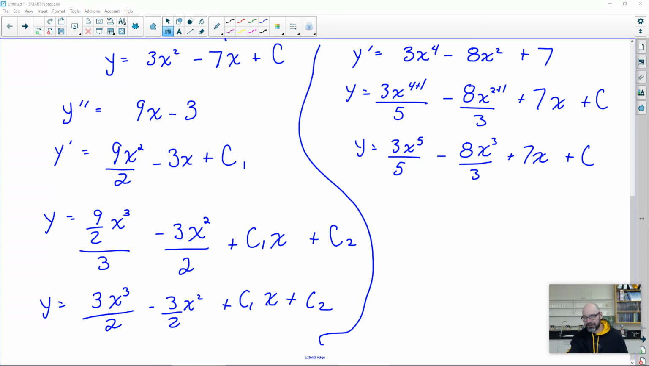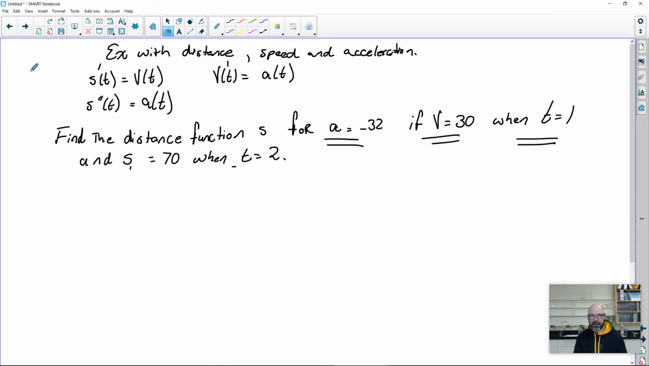That's the first examples of doing basic examples. So I'm going to do 3 more examples. The next one I'm going to do is dealing with speed, distance, and time. So flip over the page here. Okay, example with distance, speed, and acceleration.